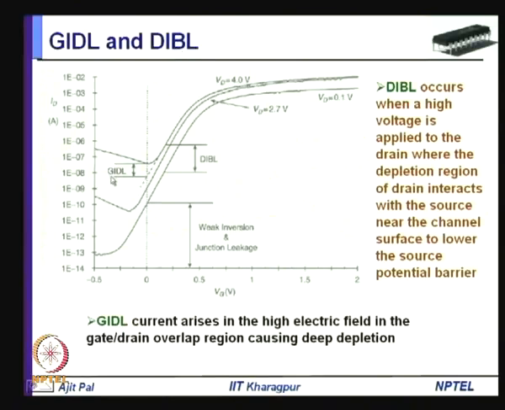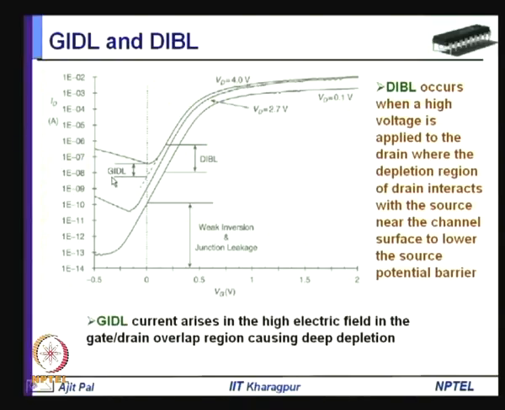Here these two are again shown. DIBL occurs when a high voltage is applied to the drain, where the depletion region of the drain interacts with the source near the channel surface to lower the source potential barrier. You can see that for the same gate voltage, you can have different drain current because of this DIBL effect, that is, because of different supply voltages. This supply voltage corresponds to 0.1 volt, whereas this one corresponds to 4 volt. As you reduce the supply voltage for the same gate voltage, there is significant reduction in the leakage current.